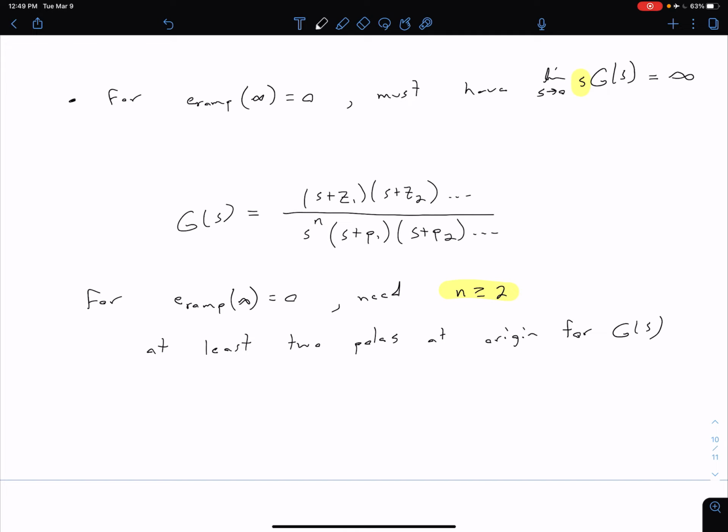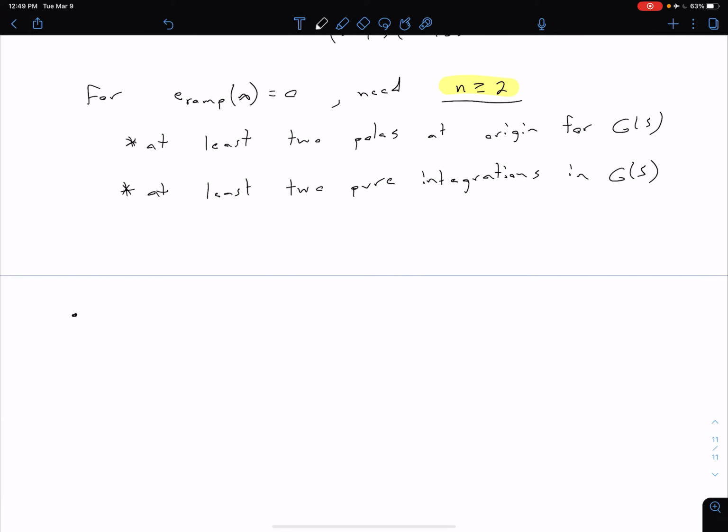Or we could also relate that to our time domain using Laplace properties. We can say that's the same as having at least 2 pure integrations in G(s). And so again, keep in mind that all 3 of these things are the same thing, just stated a little bit differently. So similar to what we did with our unit step response, we can ask, what if we don't meet that condition? What if, for instance, we have n equals 1? So let's say we don't meet that greater than or equal to 2 requirement, but we have n equals 1. So in this case, what we're going to have is the limit as s goes to 0 of s G(s).